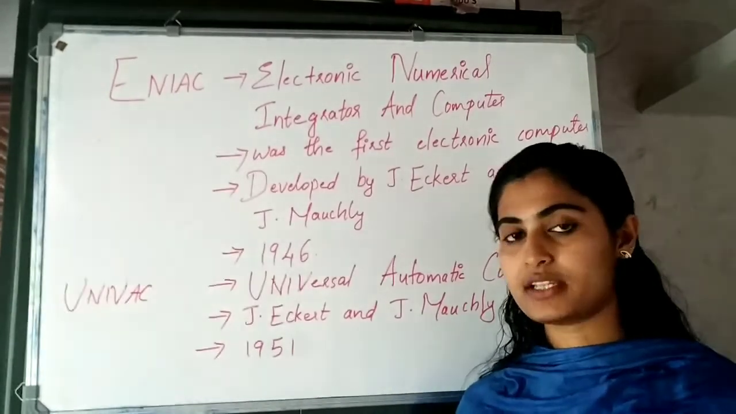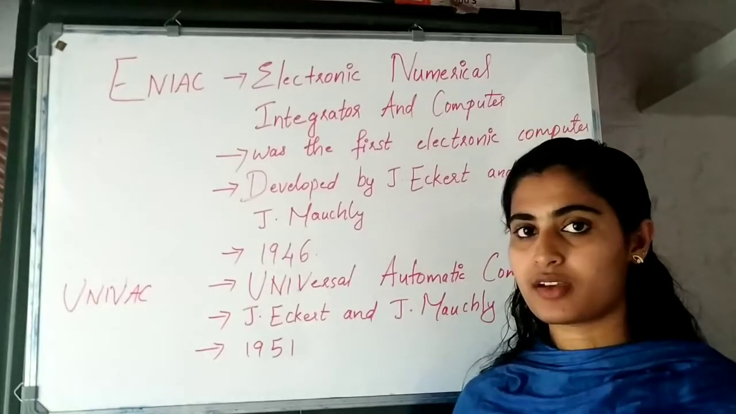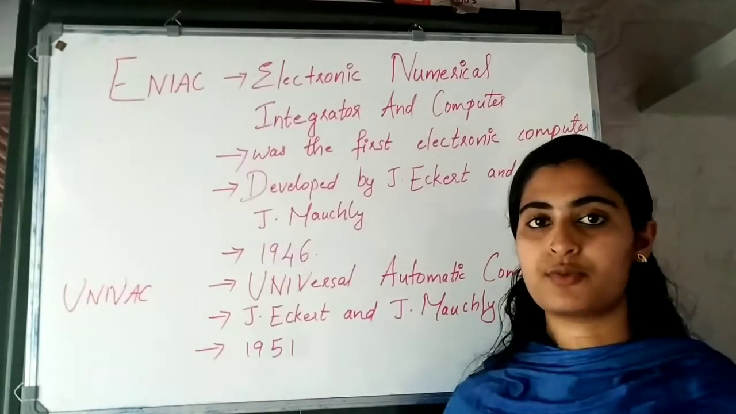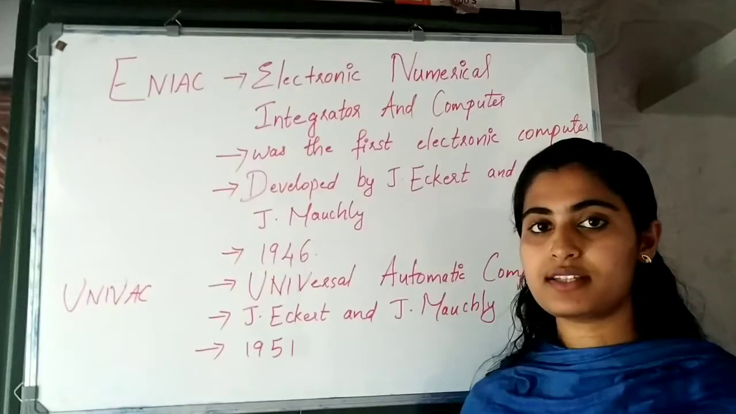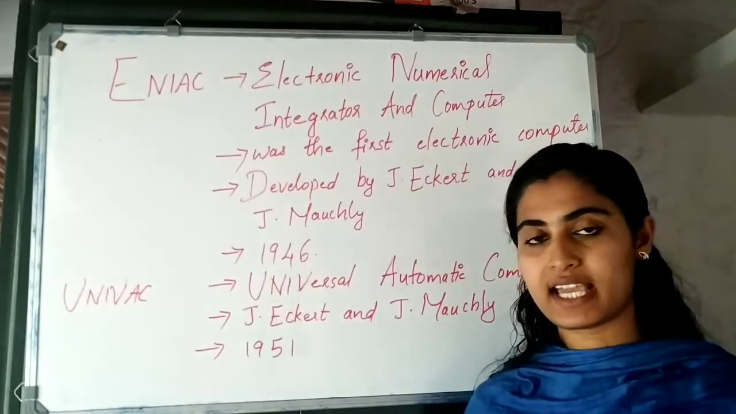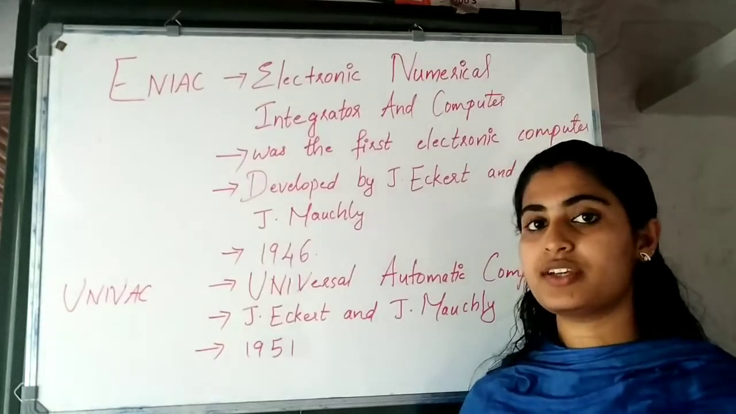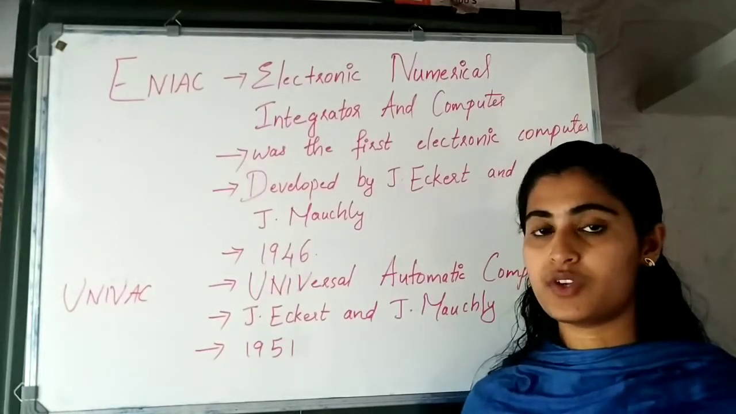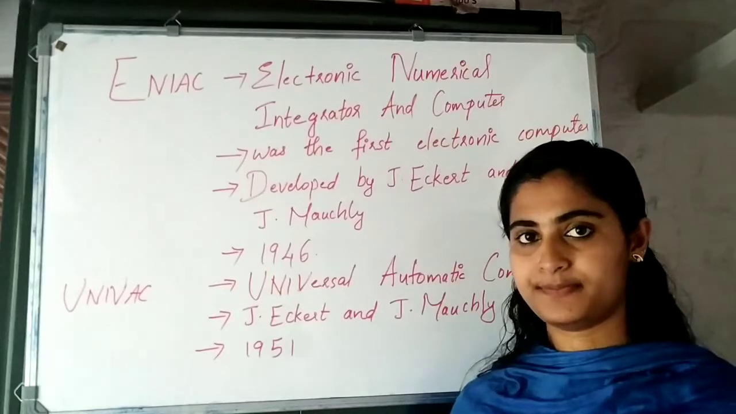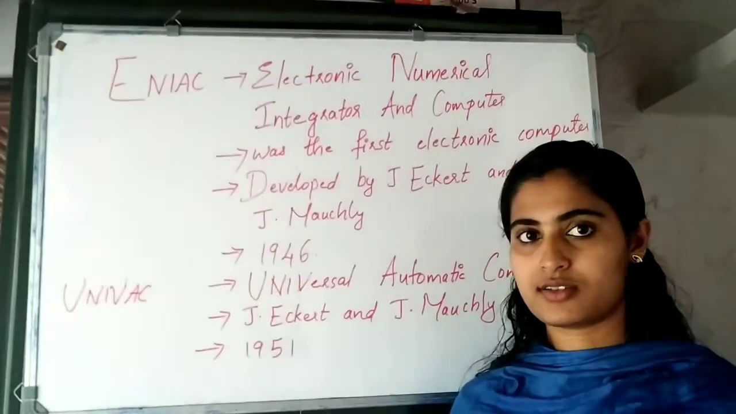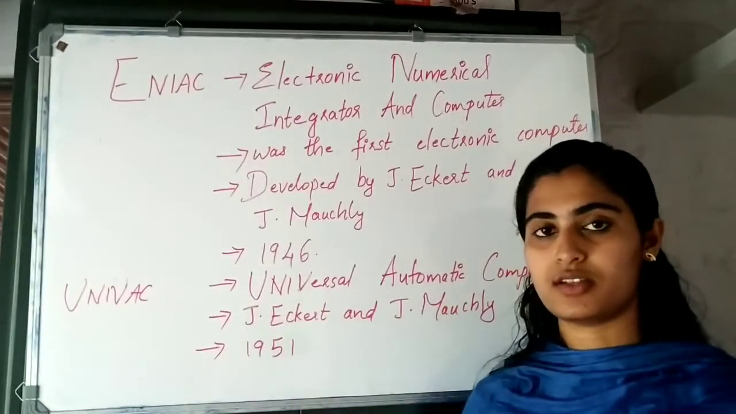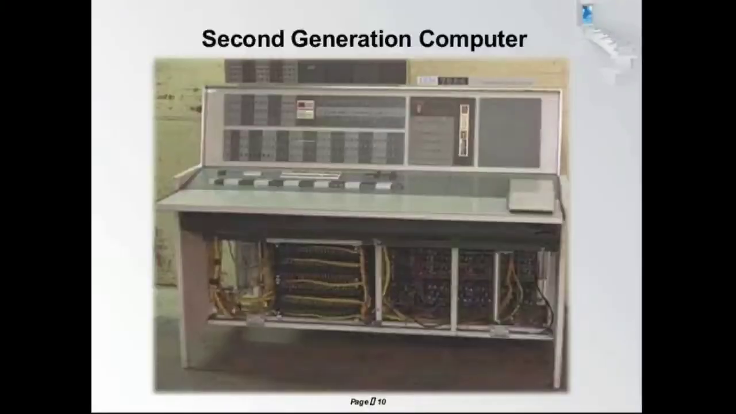UNIVAC means Universal Automatic Computer. Okay. This will be asked in your test papers. To write the full form of ENIAC and UNIVAC. Who developed it? In which year they were developed? Which was the first electronic computer? Okay. So please note down these things in your notebook.